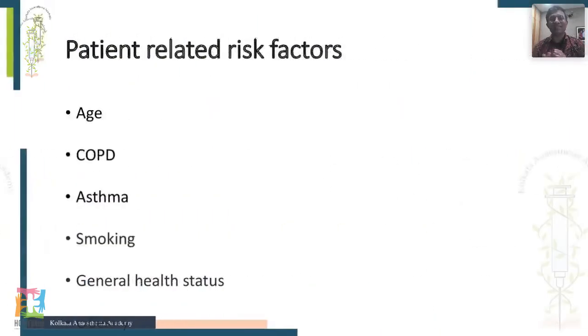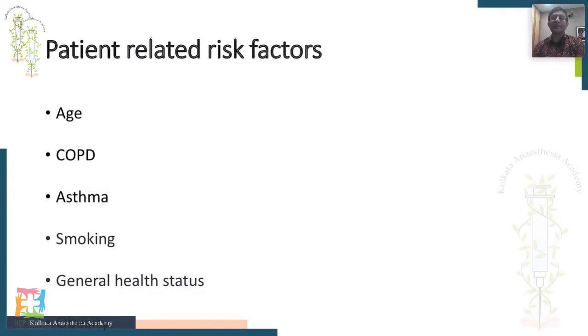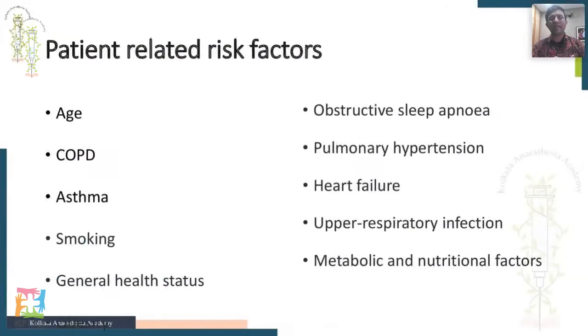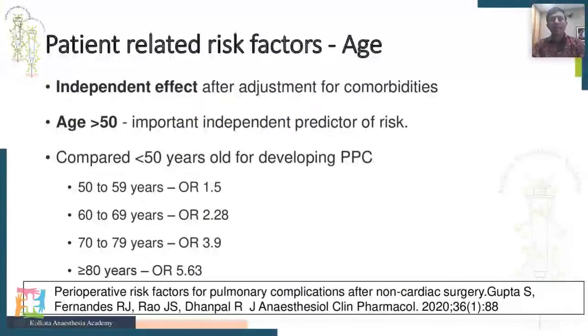And what are the patient-related risk factors that have been studied, and may not all be equally important, like, I think in Orwell's Animal Farm, some risk factors are more important than the others. The patient-related risk factors are age, presence of COPD, asthma, smoking, general health status, obstructive sleep apnea, pulmonary hypertension, heart failure, upper respiratory tract infection, metabolic and nutritional factors. We'll quickly go through how each of these risk factors is important.